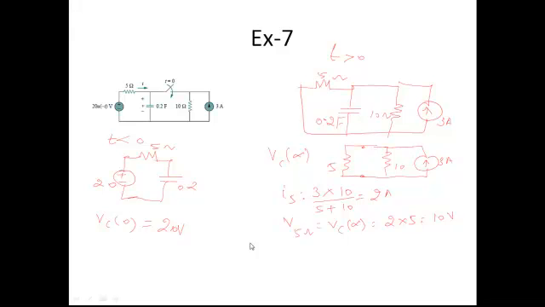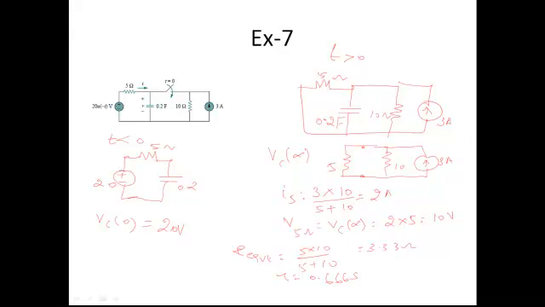Okay. Now the R equivalent seen by the capacitance. You make the source equal to 0, the current source 0, it's an open circuit. So you have only 5 ohms and 10 ohms. 5 ohms and 10 ohms are in parallel to each other because you are seeing the voltage across this point. So R equivalent is 5 into 10 divided by 5 plus 10, which gives you 3.33 ohms. So tau is R equivalent into C, which gives you 0.666 seconds.